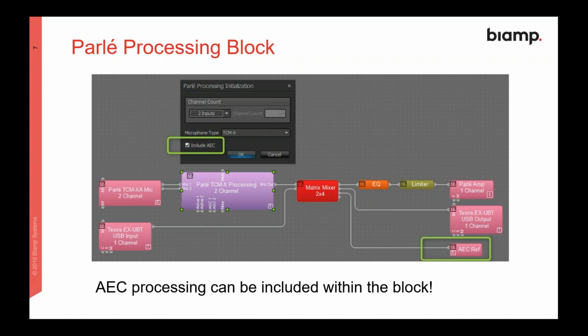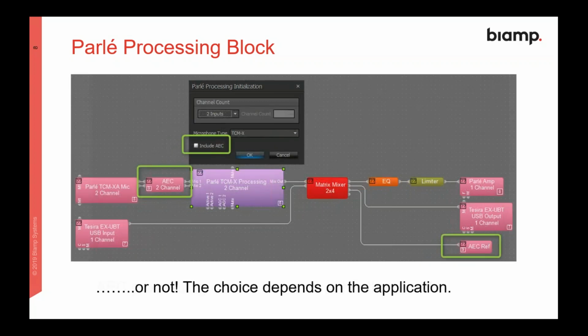That block is actually going to be inside the Parlé processing block, and it's going to be pre-configured with the settings that we've determined are best for beam tracking microphones. But you don't have to do it that way. And there are applications where you may not be able to do it that way. And you can uncheck that box and then use the AEC processing blocks outside. In that case, you need to make sure that you go in and configure that block correctly and make sure that it's set up for the beam tracking microphones.